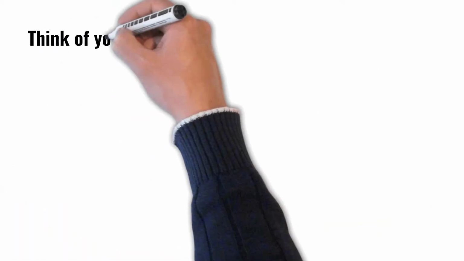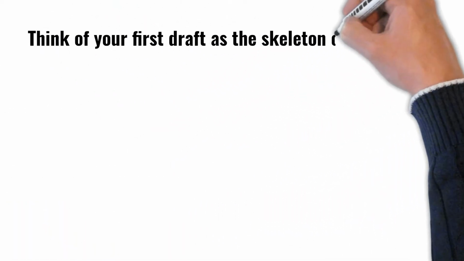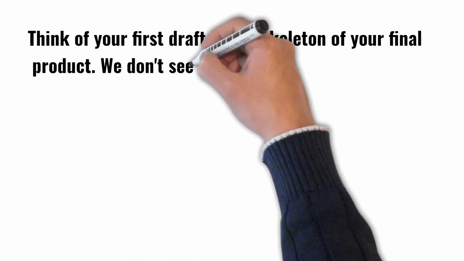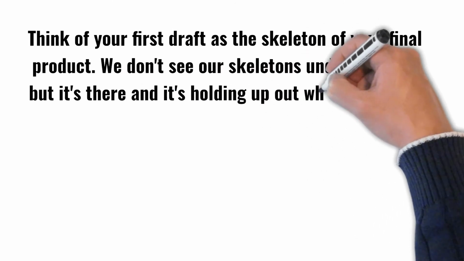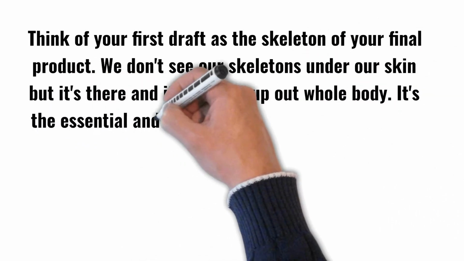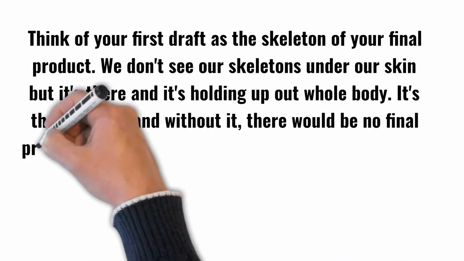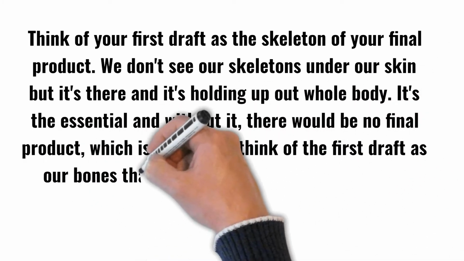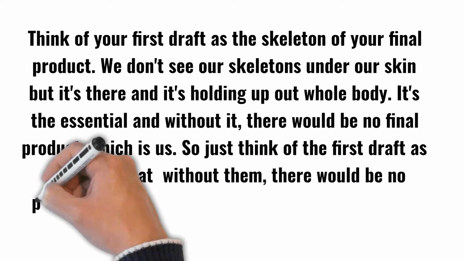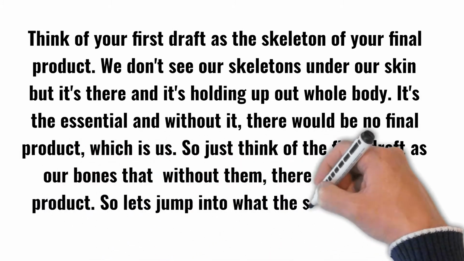So picture this. Your first draft is the skeleton of your final product. It's like our bodies. We don't see our skeletons under our skin, but it's there and it's holding up our whole body. It's the essential. And without it, there would be no final product, which would mean there would be no us. So think of your first draft as our bones, and without them, there would be no product. So let's jump into what the skeleton should look like.